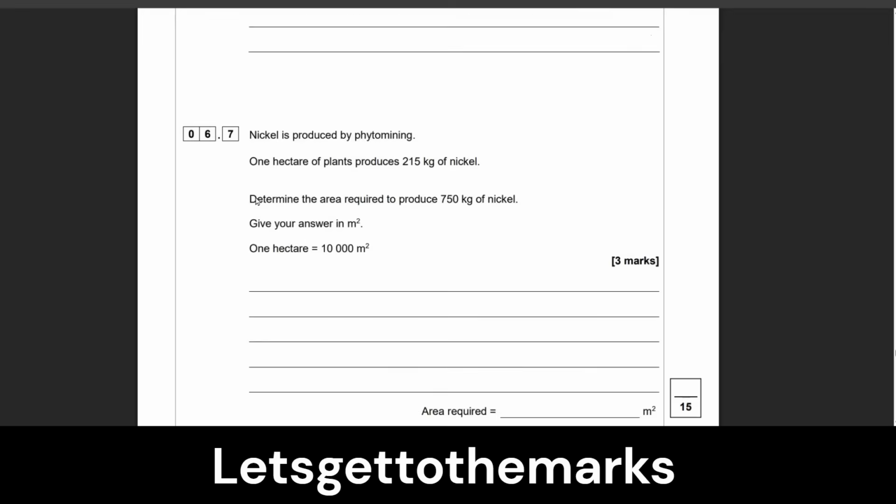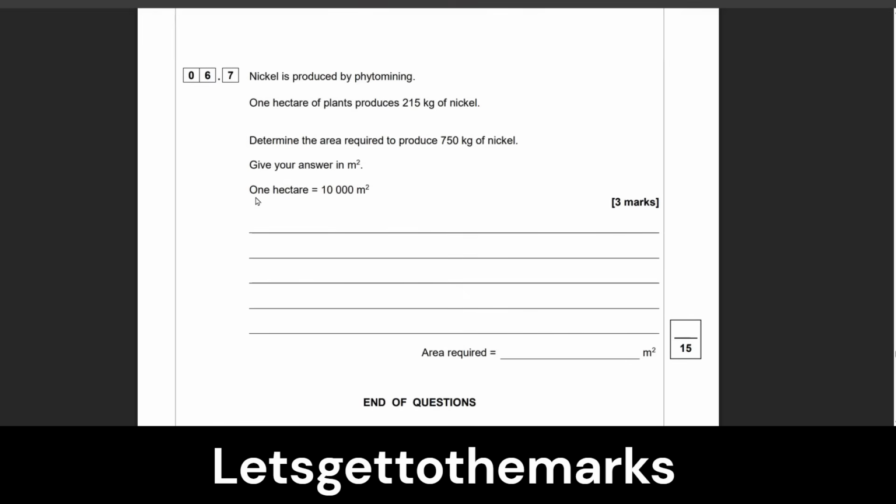Let's move on. 6.7. Oh, we're here, folks. We're at the end. I could cry. 6.7, nickel is produced by phytomining. 1 hectare of plants produces 215 kilograms of nickel. Determine the area required to produce 750 kilograms of nickel. Give your answer in meters squared. 1 hectare equals 10,000 meters squared. It's worth 3 marks. It's a mental maths question, and 10% of your science exams, whether it's chemistry, physics, or biology, have to be maths calculations, minimum 10%.